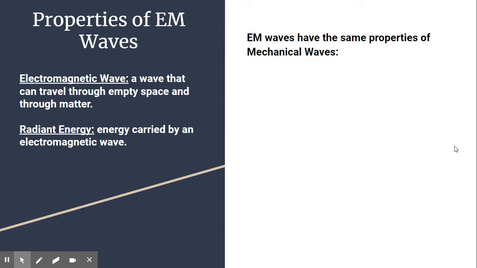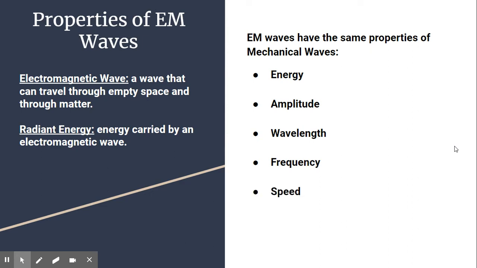You'll also find that electromagnetic waves have those same properties that we use to describe and compare mechanical waves. They have energy that they carry. You could say that one electromagnetic wave has more energy than another one. You could also compare them by their amplitudes, or their wavelengths, or their frequencies. Every electromagnetic wave, just as every mechanical wave, also has a speed that it travels at. All of these properties help us define and describe electromagnetic waves.